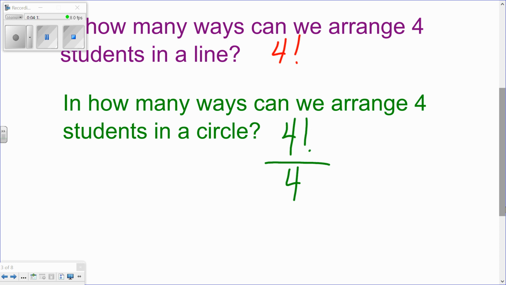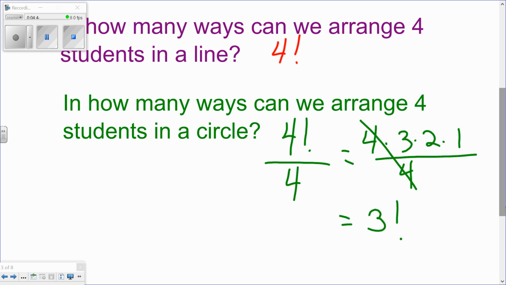Does that much make sense to everybody? That's kind of a messier formula than I really want to have to work with, so I'm going to simplify it a little bit. I could do 4 times 3 times 2 times 1 and divide by 4, and my 4s would cancel out. So if I had had 12 students in a circle, I would have had 12, 11, 10, and so on, divided by 12 repeats. The 12s would cancel out. So the first one is always going to cancel out.